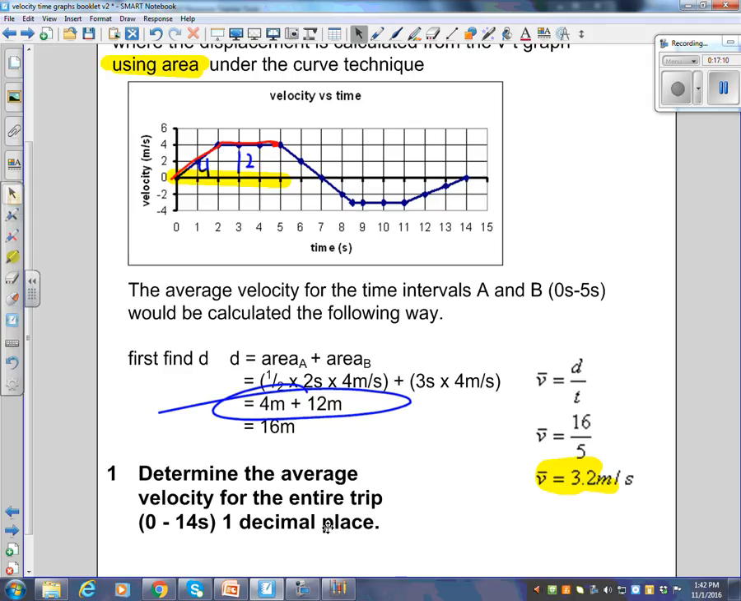How do we find the average velocity for the entire trip? You've got to find the total displacement. Conveniently, we've already figured out all 6 individual ones, so what are you going to do? Add them up and divide by the time.